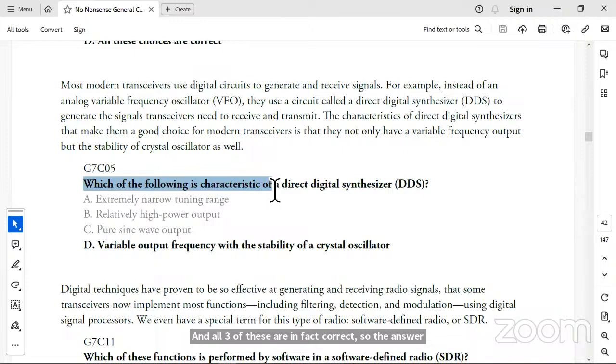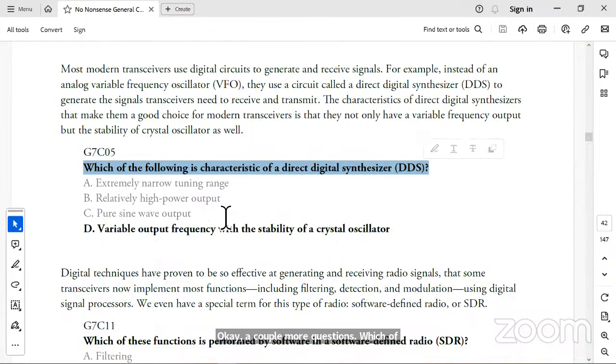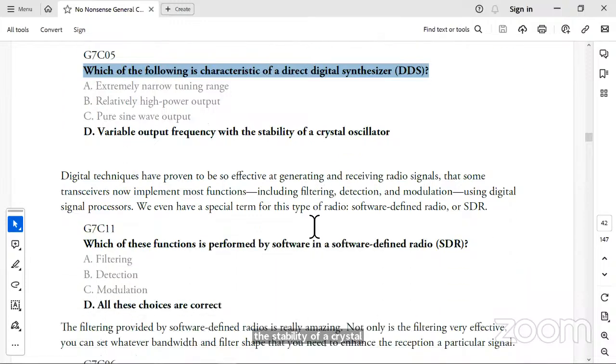Okay, a couple more questions. Which of the following is characteristic of a direct digital synthesizer? So we did say that the DDS, or direct digital synthesizer, has a variable output frequency with the stability of a crystal oscillator. So that's a property of a DDS. You can vary the frequency and you have the stability of a crystal oscillator. Crystal oscillators tend to be very stable.